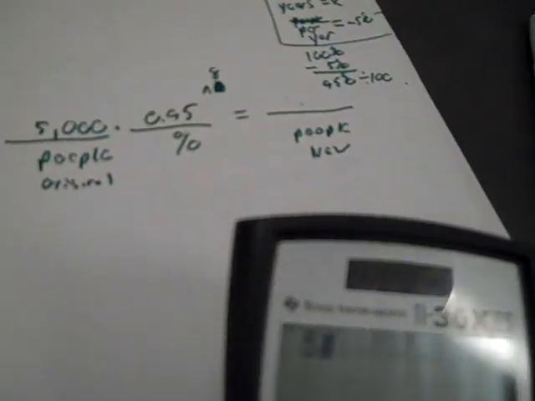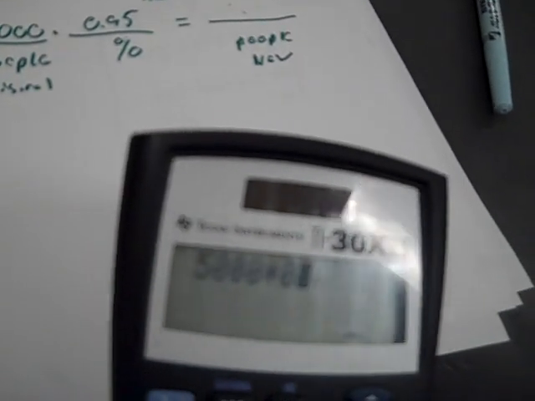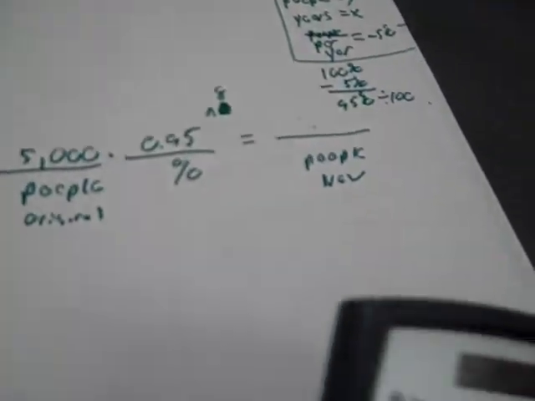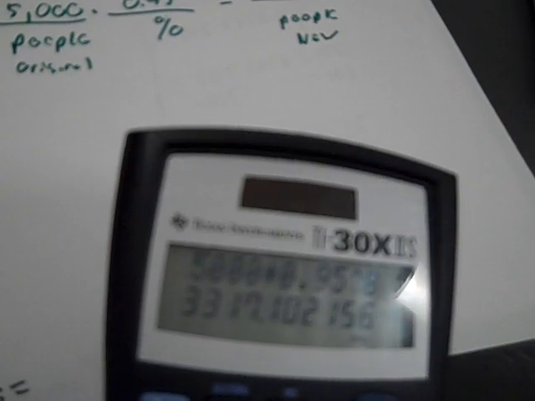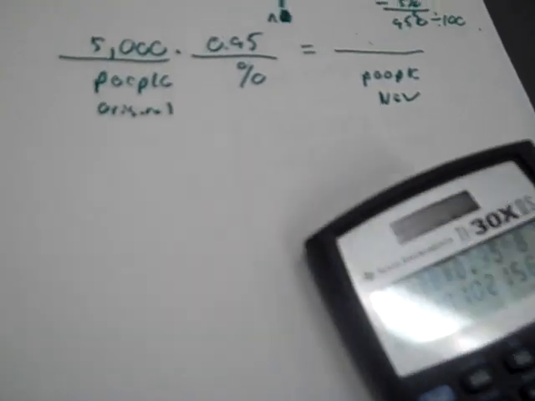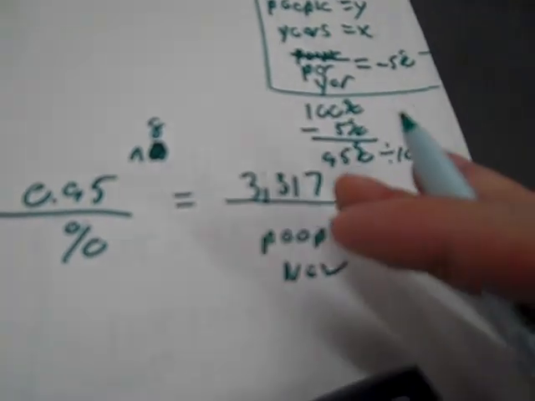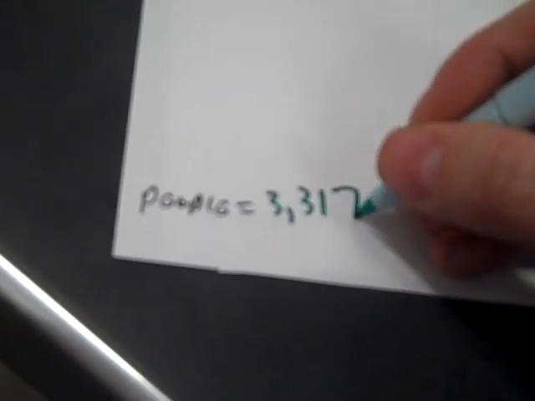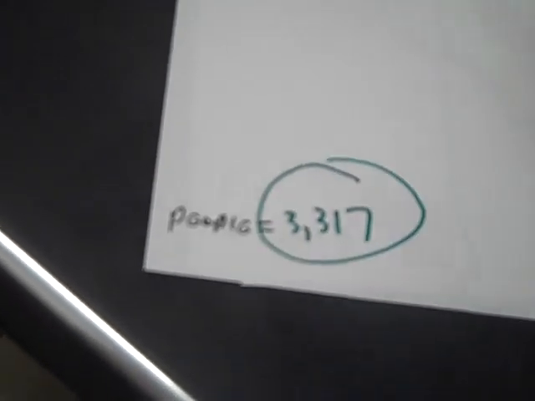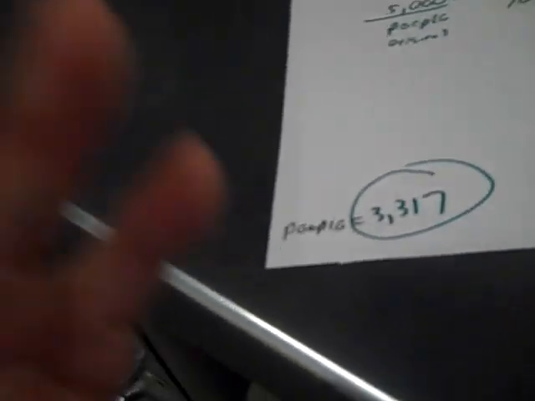Okay? So 5,000 times 0.95 to the power of 8 gives me 3,317. Now, we don't want to write the decimal because you're talking about people, and decimals and people don't really work. You can't cut people into parts, at least I hope not.